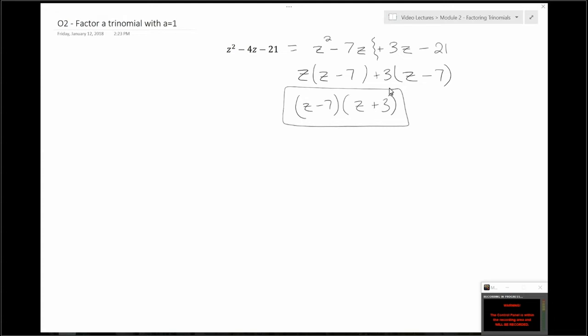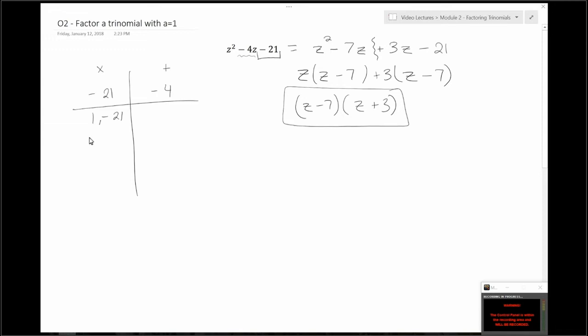So what we're trying to do is we're trying to look for two numbers that multiply to be our last term, in this case, negative 21, and that add to be our middle term, negative 4. And what I like to do is I like to go in order, making sure that I don't miss any pairs. So things that multiply to be negative 21 and add to be a negative number, well, that would be 1 and negative 21.